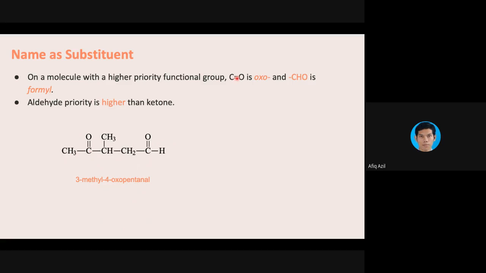Okay, so if you have C double bond O, it will be named as oxo if it is a secondary substituent. If there is no aldehyde over here, it's just a normal carbon, then this will be a ketone. But there is aldehyde and ketone, so the name will follow aldehyde, oxopentanal.